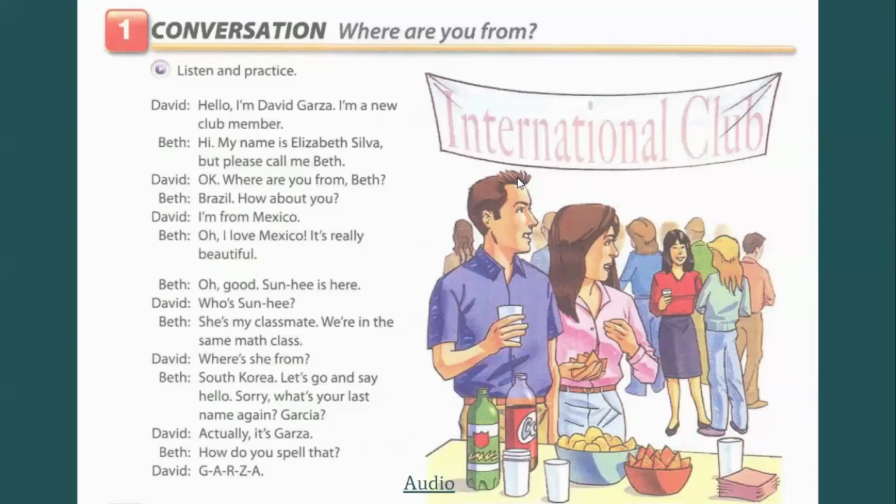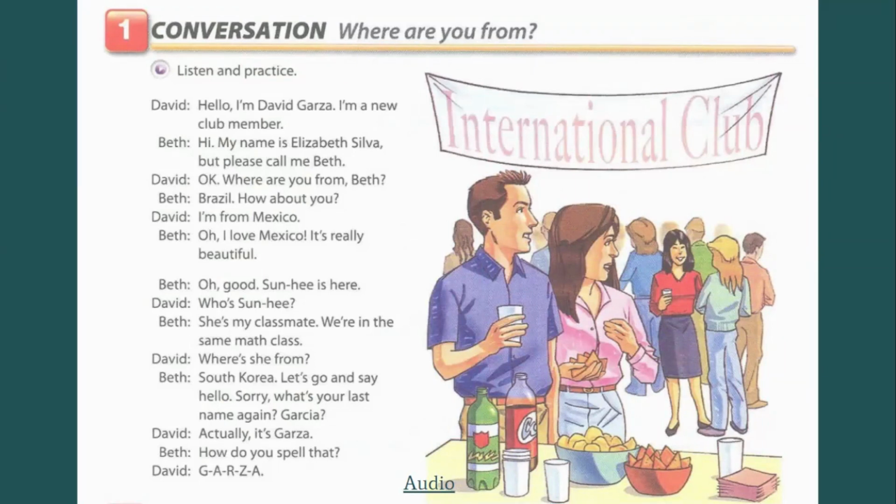So he says, I'm David Garza, I'm a new club member. And she says, my name is Elizabeth Silva, but please call me Beth. Okay, so that's her nickname, Beth. Then they ask general information about each other. In the second part of the conversation, we can see that they are talking about the third person, that's Sunhee. Then he asks questions about Sunhee, right?